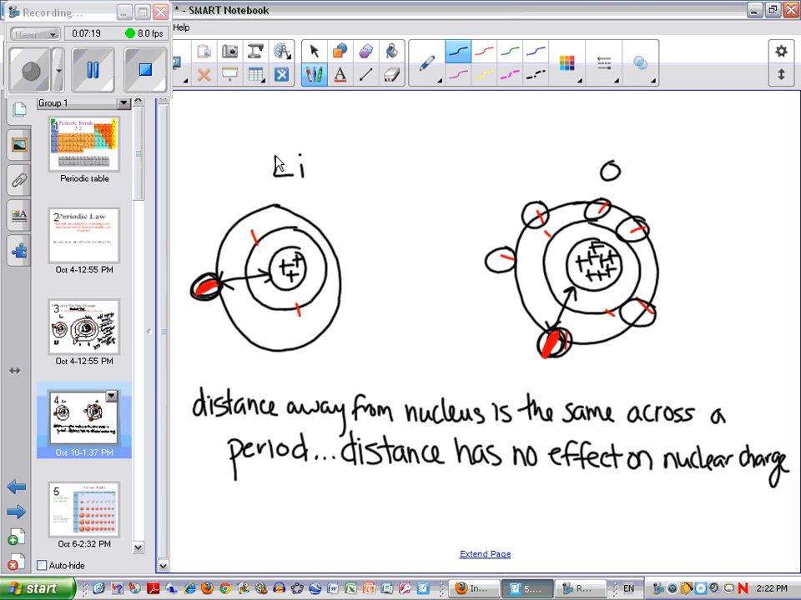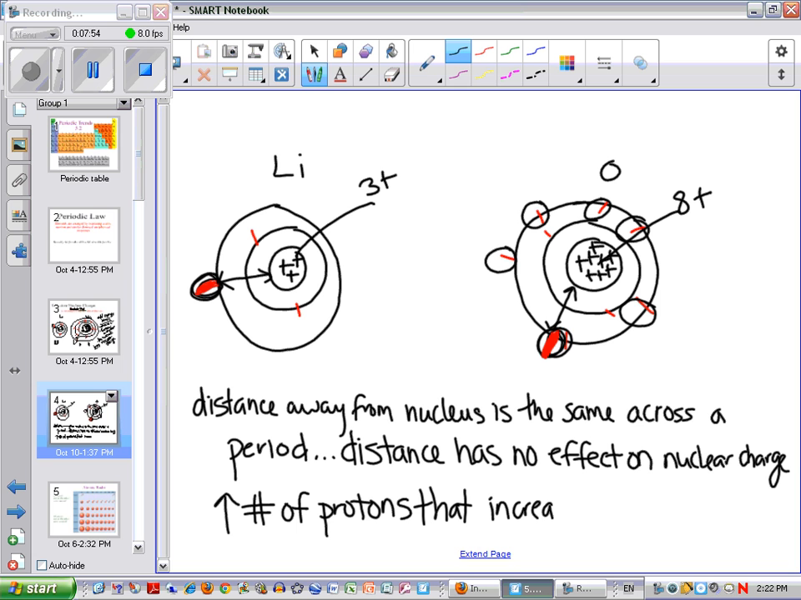It's the number of protons. So if you look at lithium, you only have 3 positives pulling on that negative. And if you look at oxygen, you have 8 positives pulling on that negative. Now, yes, they do have more electrons to pull on, but they're pulling equally in all directions. So what's going to happen here is as you go across a period, it's actually an increased number of protons, not the distance, an increased number of protons that increases your nuclear charge.